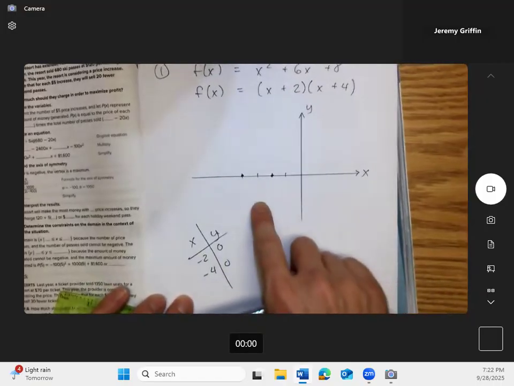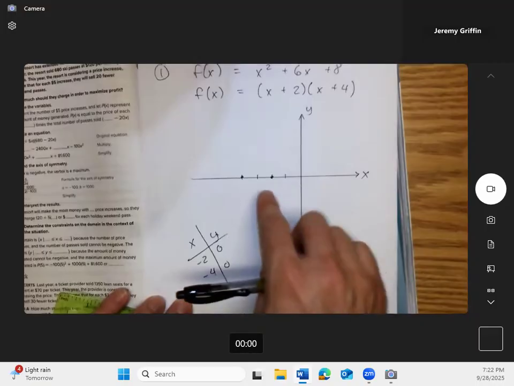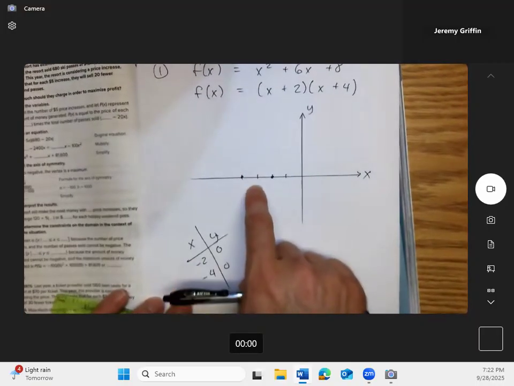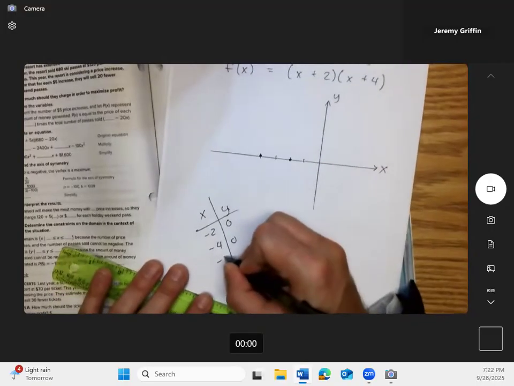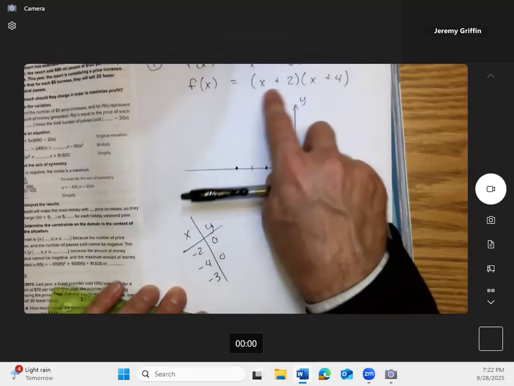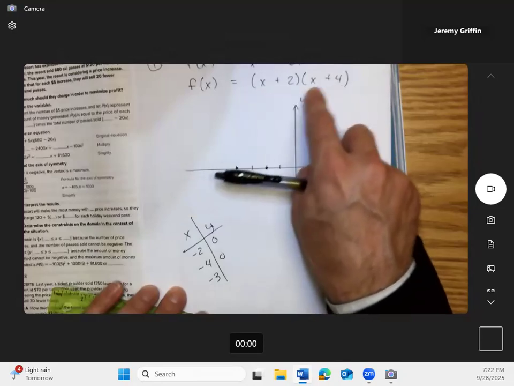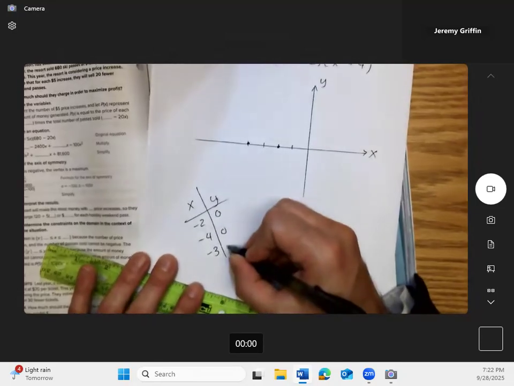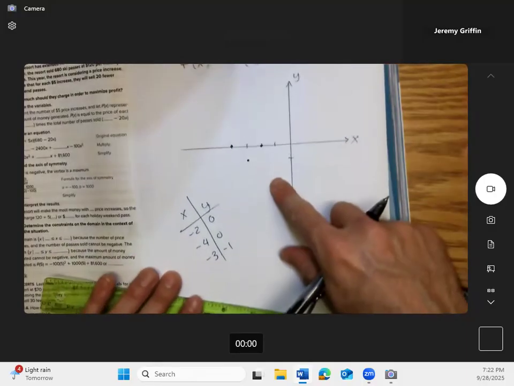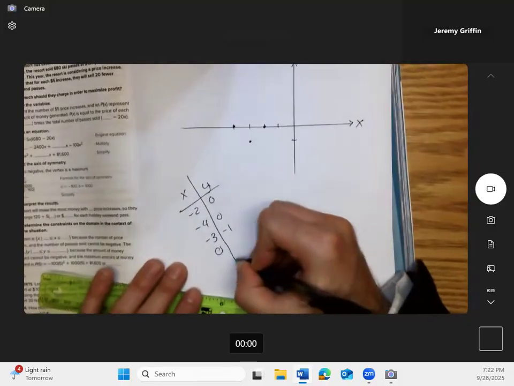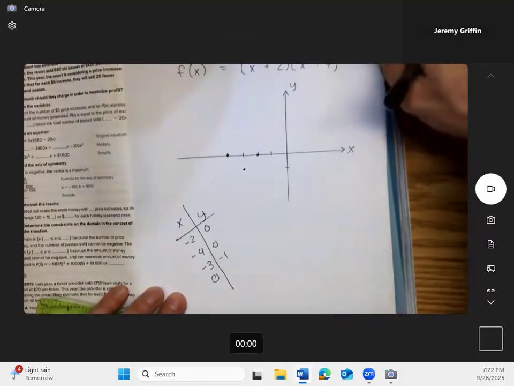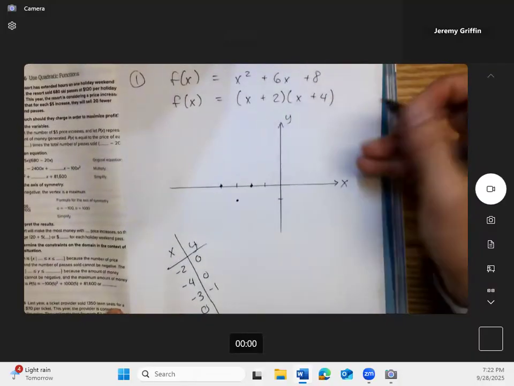I also can see already just from that the vertex is going to be where x is -3. So I'm curious where -3 lands. If I plug in -3 here, this comes out to -1, this comes out to +1. -1 times +1 would be -1. So that's down here. One more point I'm curious to know is what is the y-intercept? If I plug in 0, oh, well, actually, it's 8, right? It's right here, 8, or 2 times 4, however I do it.